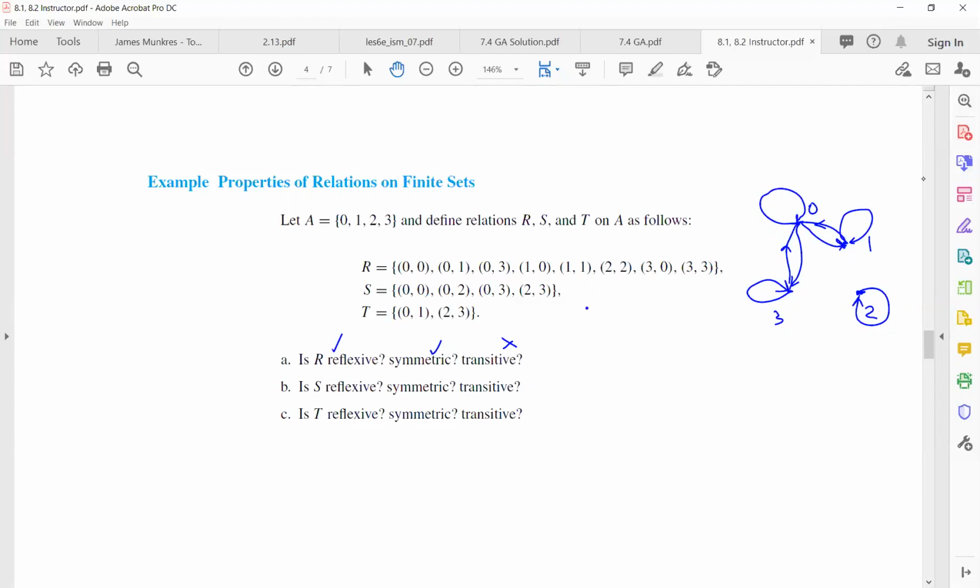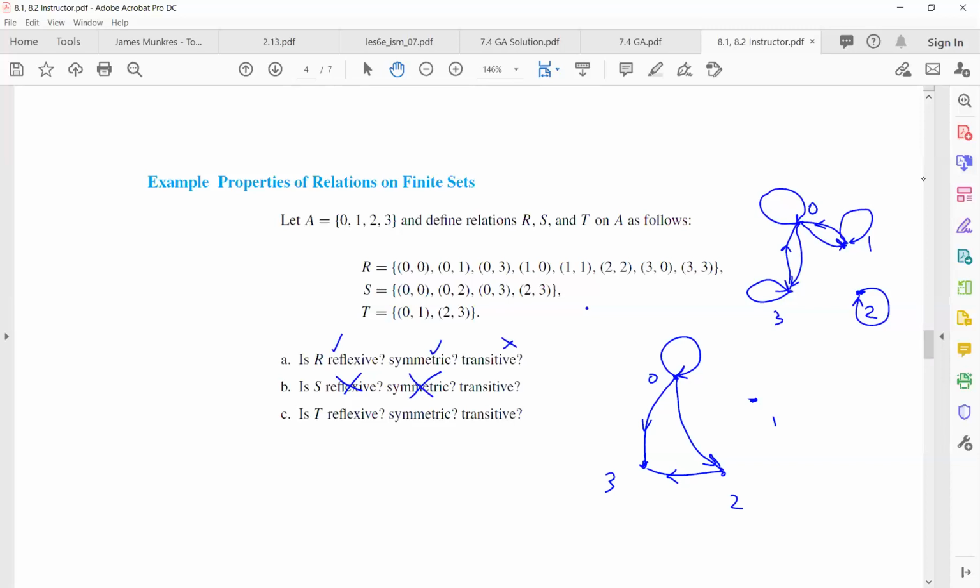Now let us form S: 0, 1, 2 and 3, (0,0). Okay, we only have one loop here. Then 0 is connected to 2. Then you have 0 connected to 3. Then you have 2 connected to 3. First of all, this relation is not reflexive because you do not have loops for 2 and 3. What about symmetric? Very well, we don't have double arrows for these, so it's not symmetric.